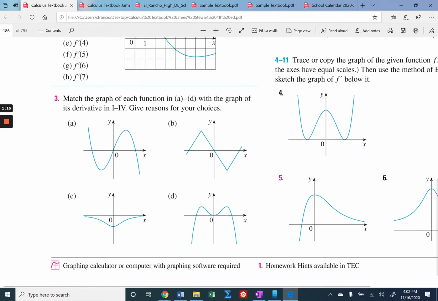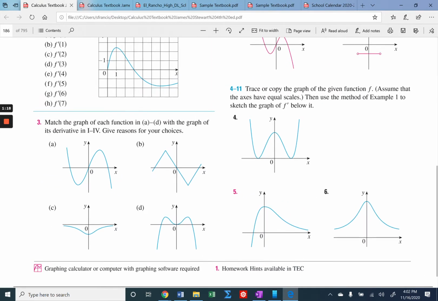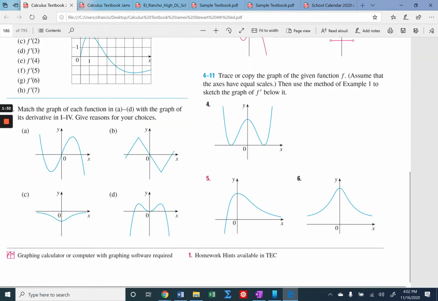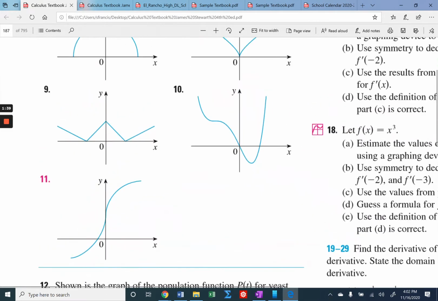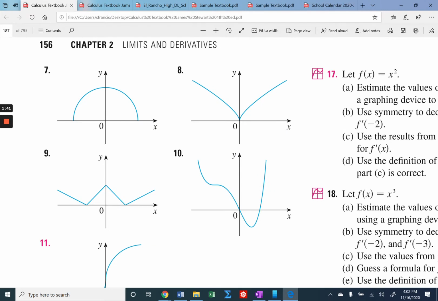All right, number 7. The instructions for number 7 are on this page here. So before I turn over, it says trace or copy the graph of the given function. Assume that the axes have equal scales and use the method of example 1 to sketch the graph of f prime below it. Don't worry about the method of example 1. You can go back and read example 1. They're just sketching the derivative like we were doing in an earlier Desmos activity.